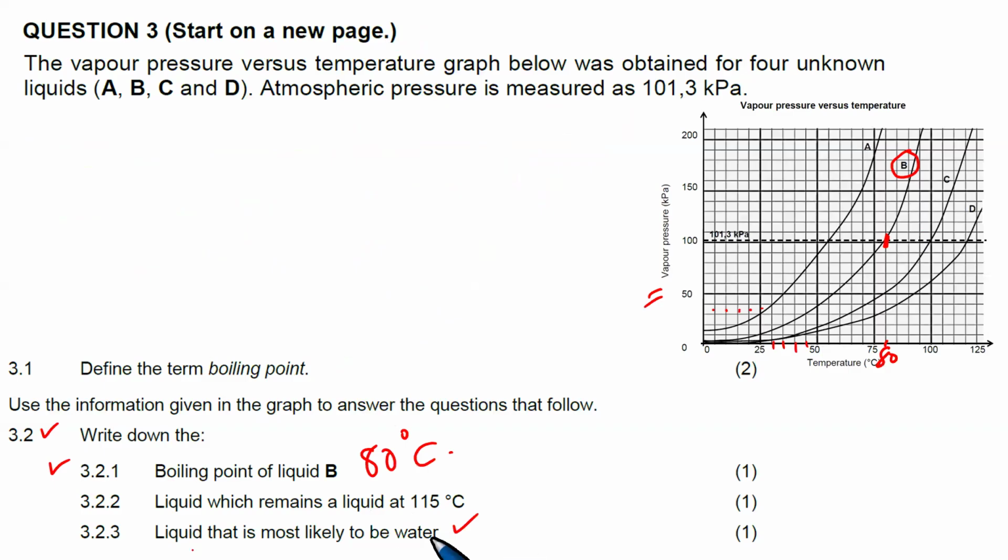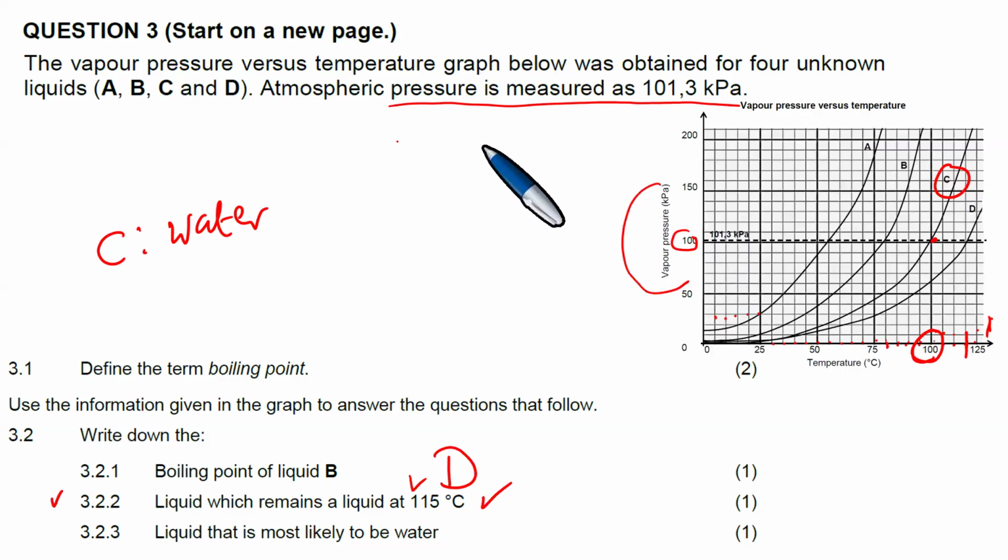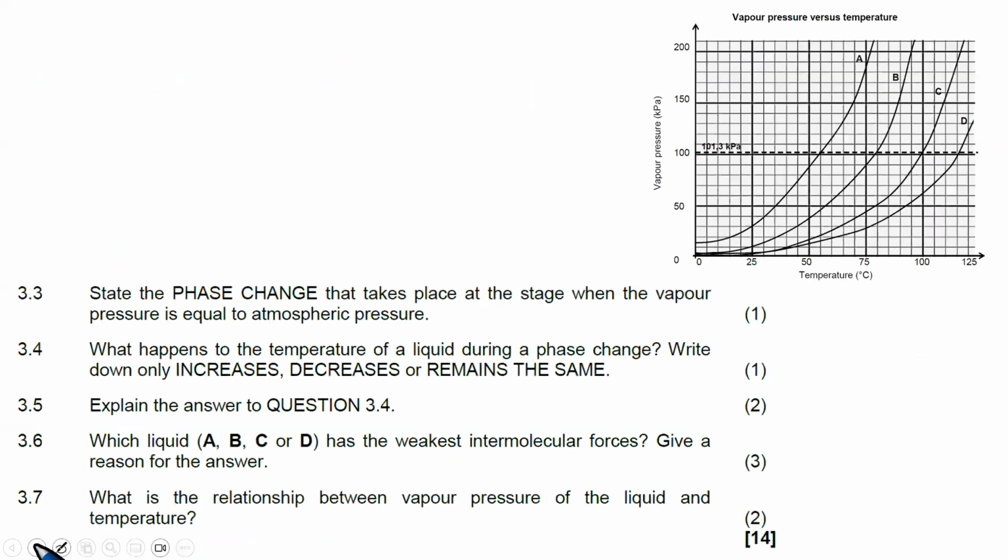So this one here, as we said already, is C. This one is likely to be our water, whose boiling point is 100 degrees Celsius, because at 100 degrees Celsius the vapor pressure is actually equal to the atmospheric pressure. So that is something that you need to take note of. Let's continue. Now there's 3.3, and 3.3 is a very interesting one. Let's take a look at that.